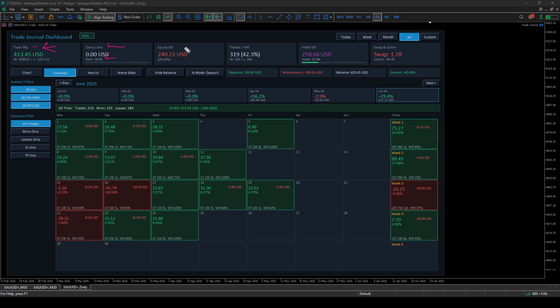Here you can see the drawdown. You can also check your total trades and win rate. And here HWMDD, that means high watermark drawdown, and swap and commission. Here you can see I clicked on All. I will come to this later.